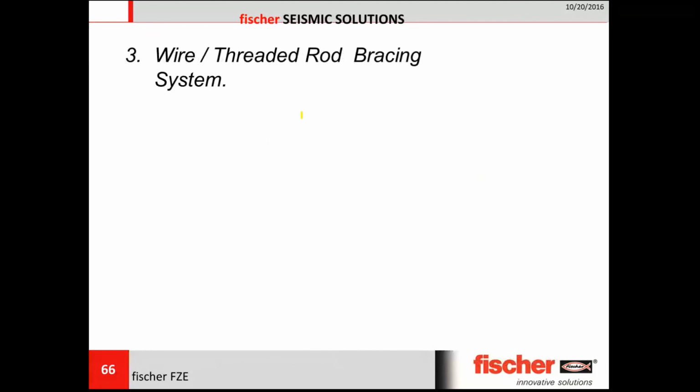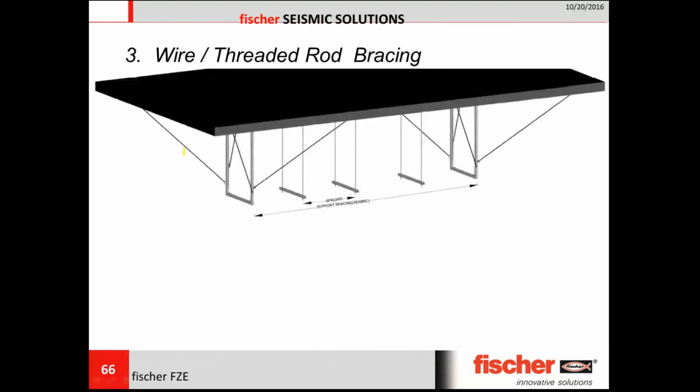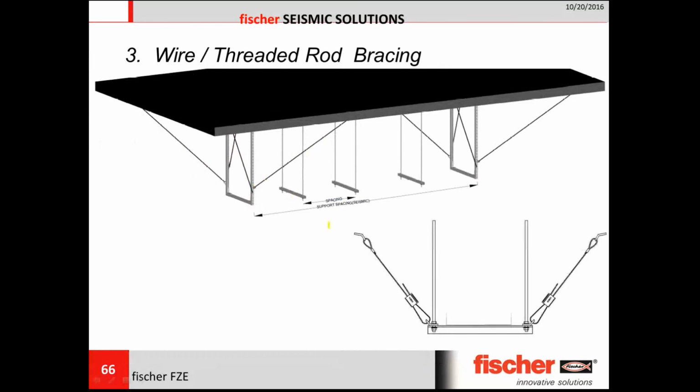Now the third solution is the opposite of 1 and 2. You can install the system even after completing the whole project. Even after you complete the electrical installation or mechanical installation, you can consider adding a seismic support. Now this system calls for a bracing system. So here you are utilizing the existing system, strengthening it with wires or threaded rods.